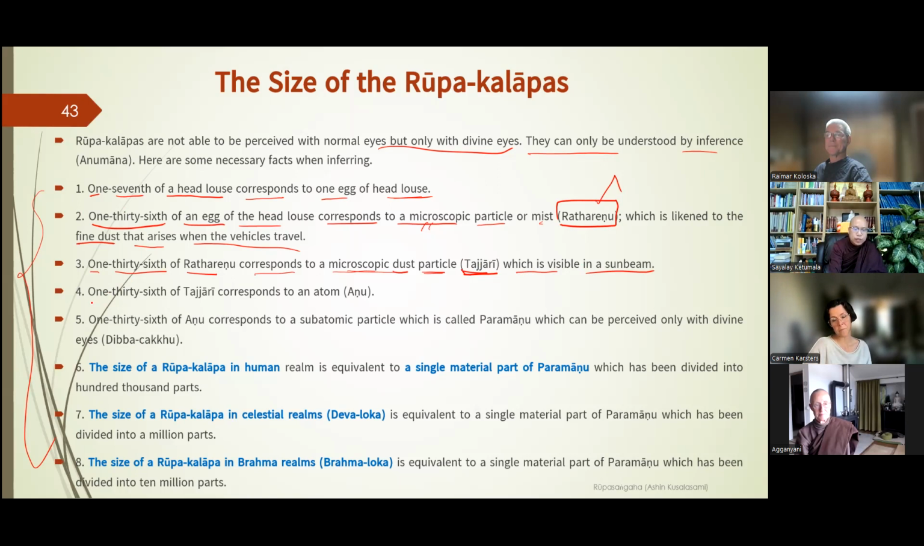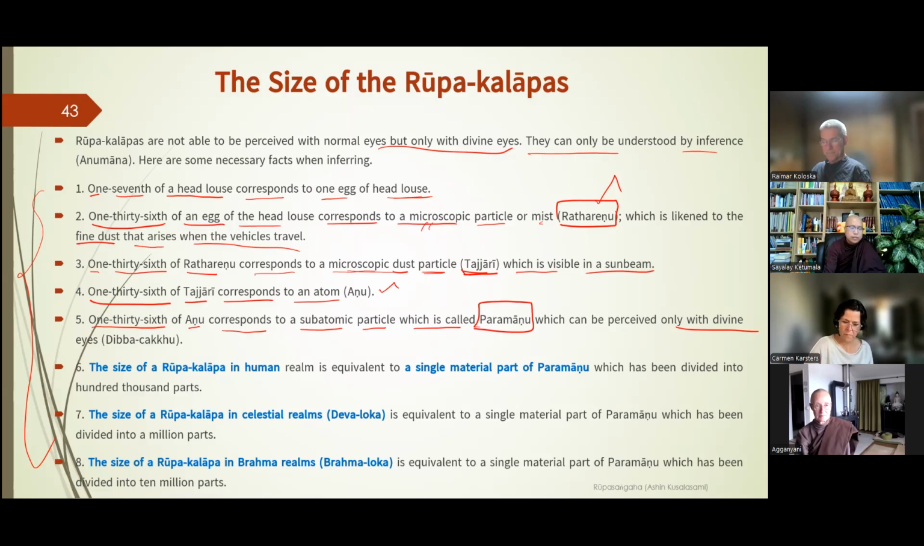And again, 1/36 of tajjari corresponds to the atom, anu. Atom, anu is nuclear. And 1/36 of anu corresponds to a subatomic particle, which is called paramanu in Pali, which can be perceived only with divine eyes. So we cannot see it anymore. Atoms too, maybe with a big microscope.